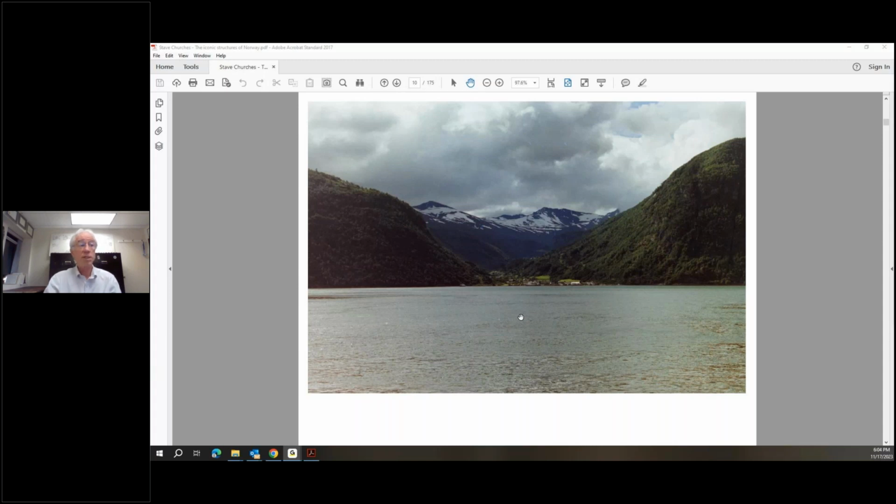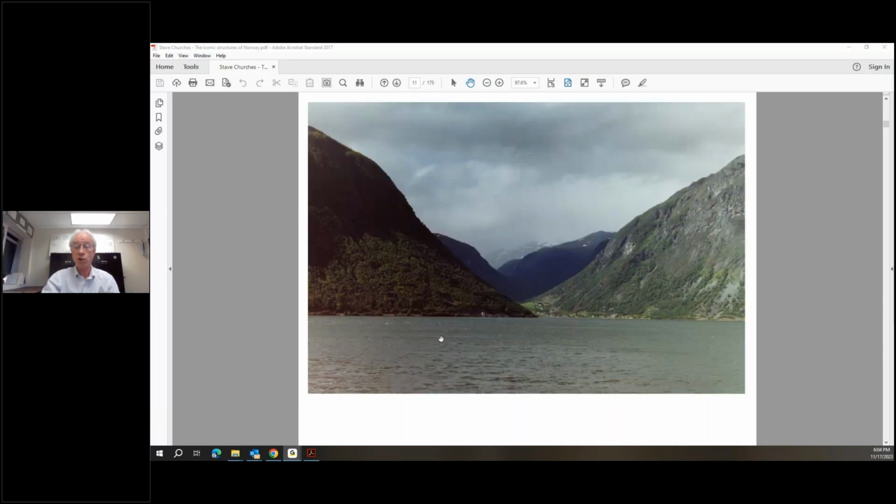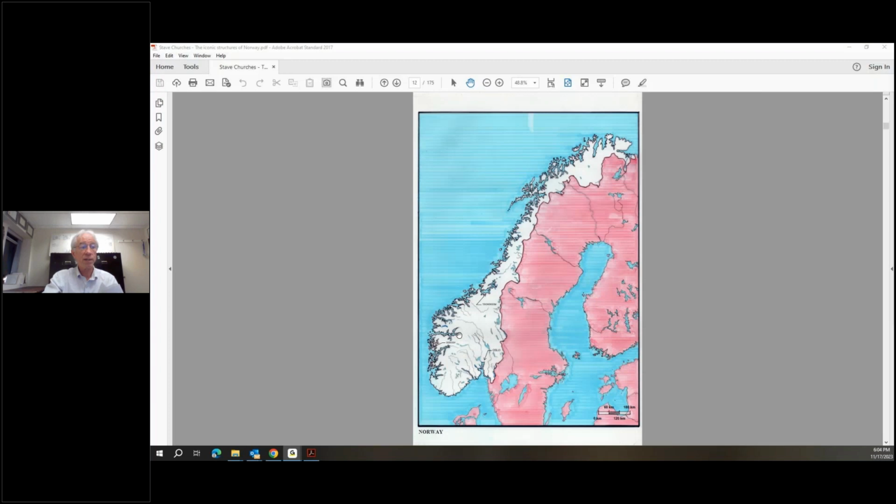So this is a picture of Sognefjord, the biggest fjord in Norway. In fact, it's so big that it has smaller fjords that branch off of it. All right, so Sognefjord is right here in the country. If you can see my cursor down here, that's Sognefjord.